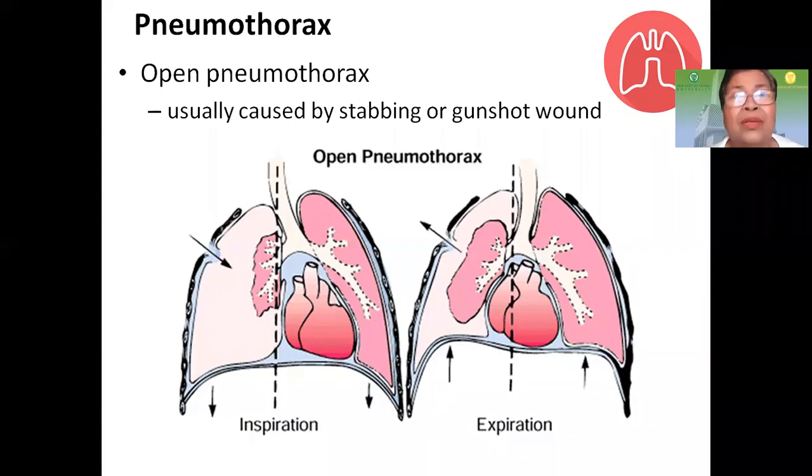Again, what happened during inhalation? There is positive intrapleural pressure. So the mediastinal contents, heart, major blood vessels shifted to the unaffected side. And during exhalation, air exits sa butas. So therefore, the mediastinal structure goes back to the affected side.